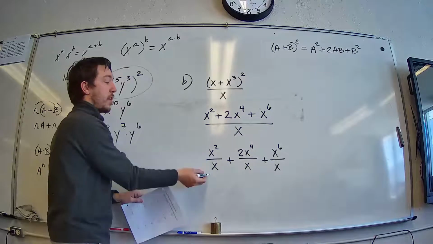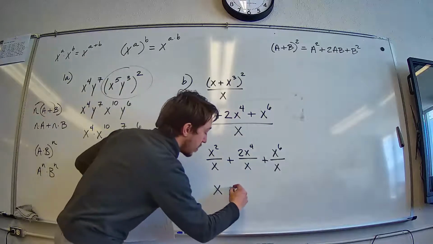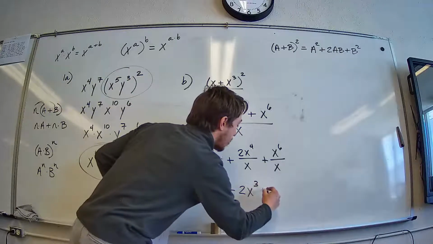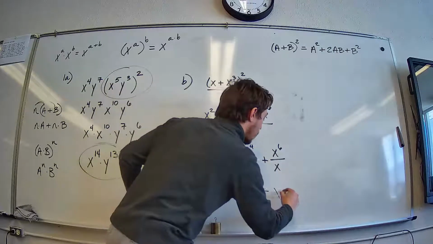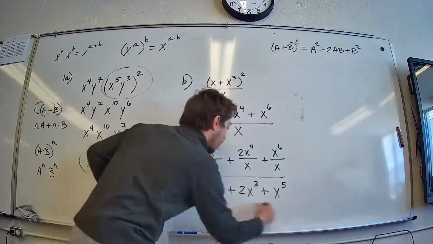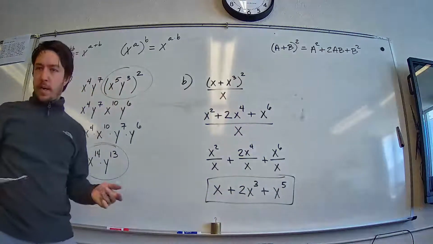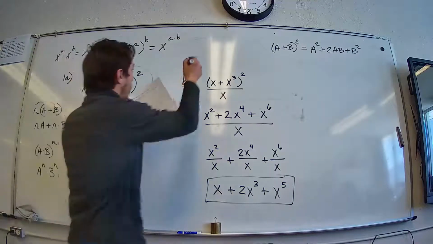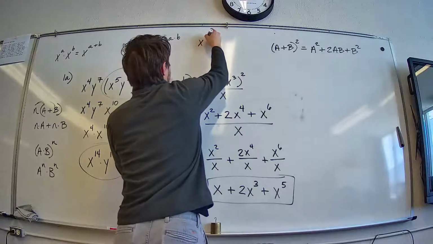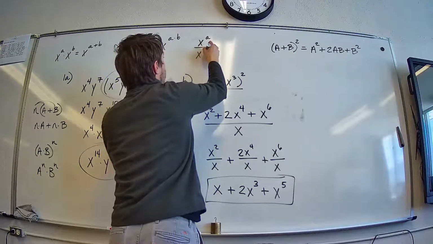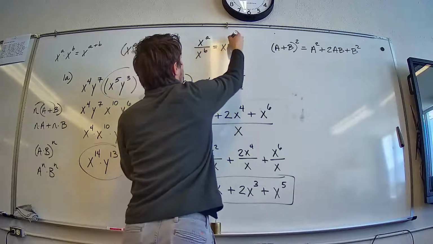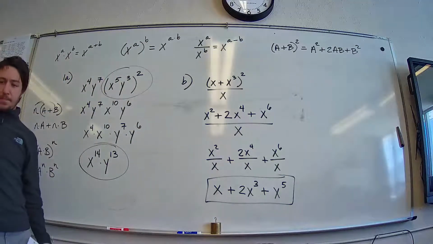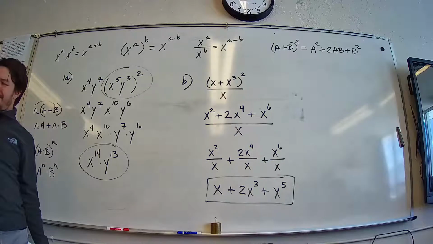So what's this first thing going to be? X. What's this going to leave? 2x to the 3rd. And how about the last one? 5x to the 5th. Does that make sense why you're subtracting the exponents? So in general, if you have x to the a divided by x to the b, you get x to the a minus b. You subtract the exponents. Do you feel okay about that?